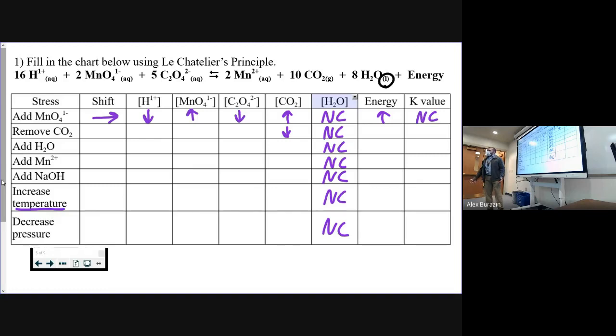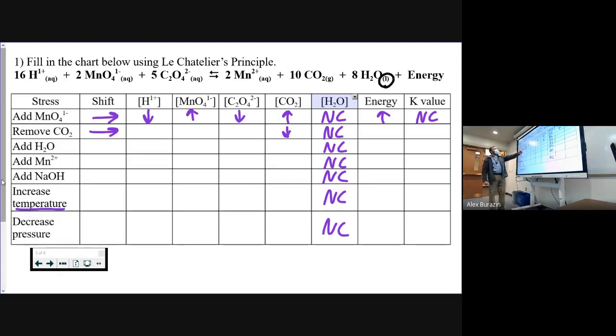Yes, it's a seesaw, right? We need an imbalance. So if I have added something on one side, I want to shift and make more on the other side. If I've removed something on one side, I have to replace what I just removed to get it back into balance. Yes. Okay. So I removed the CO2. That's a product. Product side went down. Let me make some more. We shift to the right.